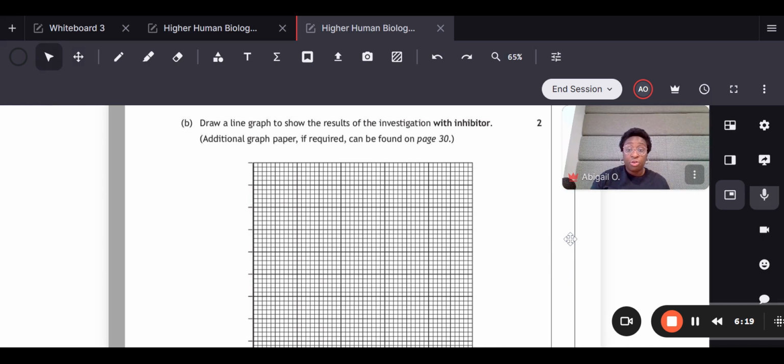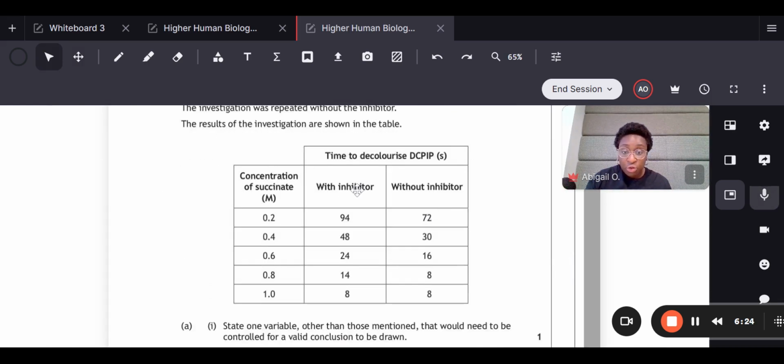We're being asked to draw a line graph to show the results of the investigation with an inhibitor. So the table you've been given shows you two sets of results, one with an inhibitor at every succinate concentration and one without an inhibitor. And what you're looking at is the time to decolorize DCPIP. So what you're interested in here is with inhibitor. So you're only plotting these bits onto your line graph, okay? So the keys to a good line graph are things like scale and accuracy of your points, labeling of your axes and things. Let's look at one that I did earlier, and we'll talk about that one there.